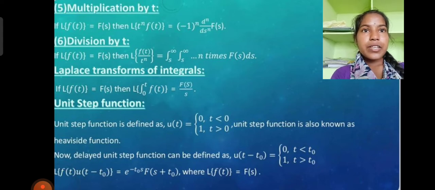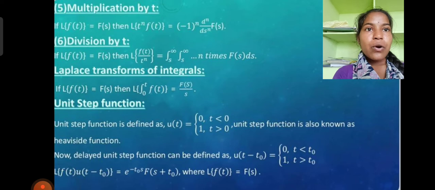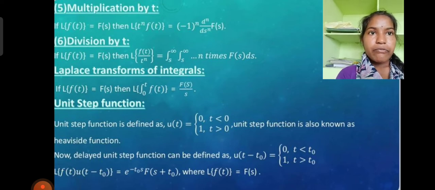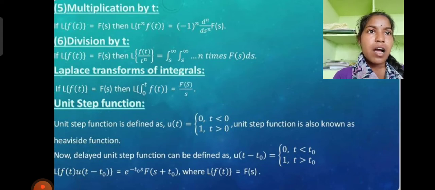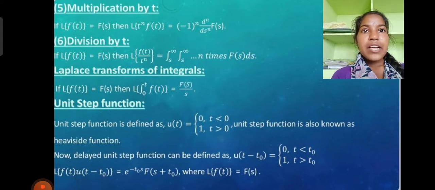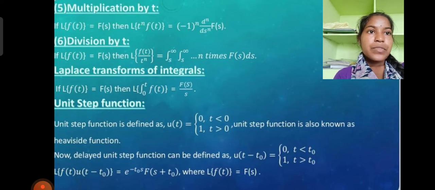Unit step function. The unit step function is defined as u of t equals 0 for t less than 0, and 1 for t greater than 0. The unit step function is also known as the Heaviside function. Now, the delayed unit step function can be defined as u of t minus t naught equals 0 for t less than t naught, and 1 for t greater than t naught.